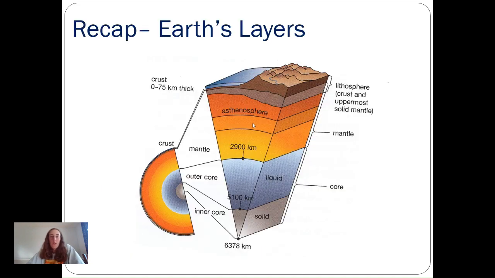Before we move on, I just want to recap Earth's layers. So when we're talking about plate tectonics, we're mainly just talking about the lithosphere. The lithosphere is the crust plus the outermost part of the mantle, and underneath of the lithosphere is the asthenosphere. It behaves like pudding. It is solid, but it can move like a liquid, like peanut butter or pudding. And tectonic plates are the lithosphere, so they just move up and down or bob up and down on top of the asthenosphere.